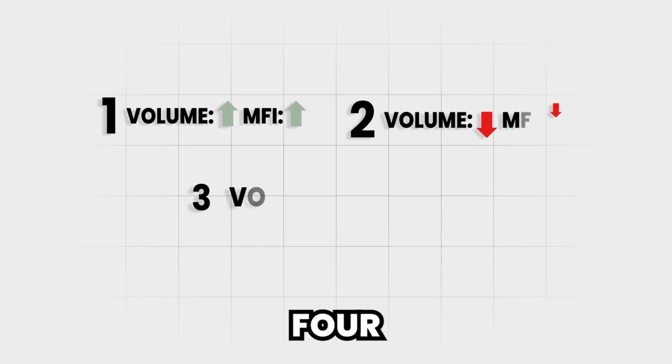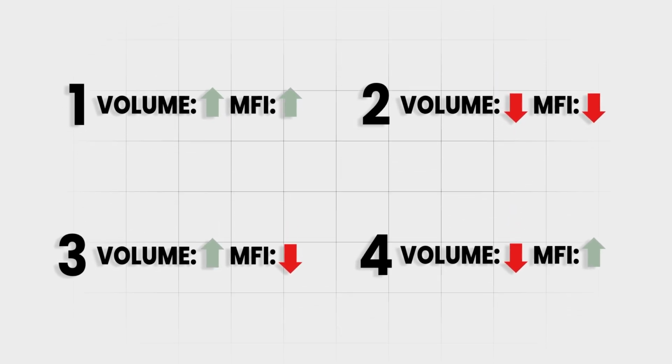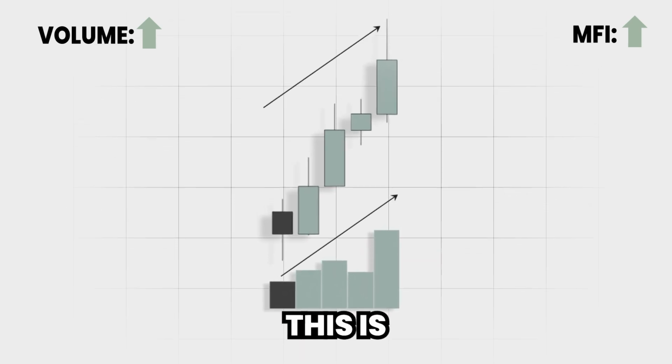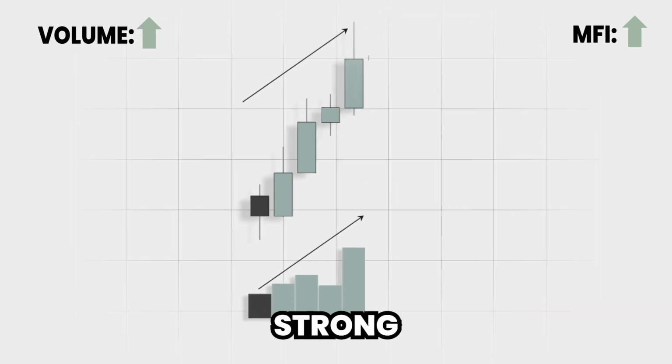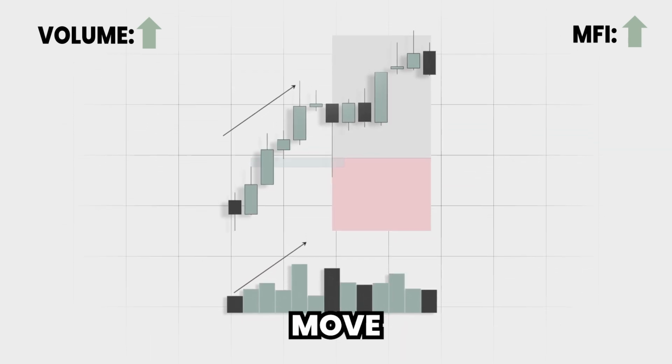You can break the market into 4 simple setups, based on volume and MFI. Let's go through them quickly. First, the green combo, volume up, MFI up. This is your go signal. Momentum strong, traders are jumping in, and you don't want to be on the wrong side of that move.